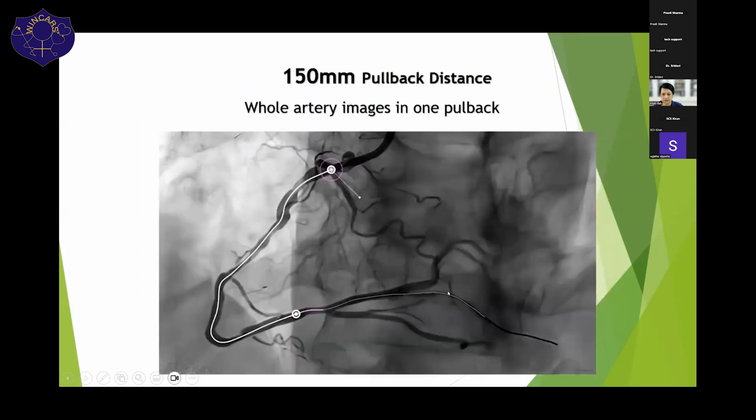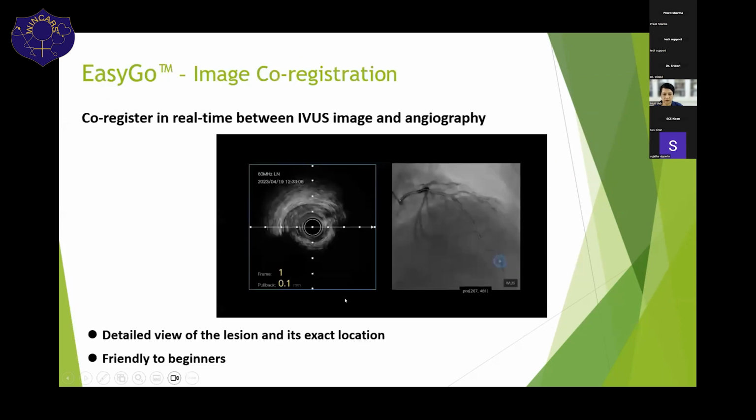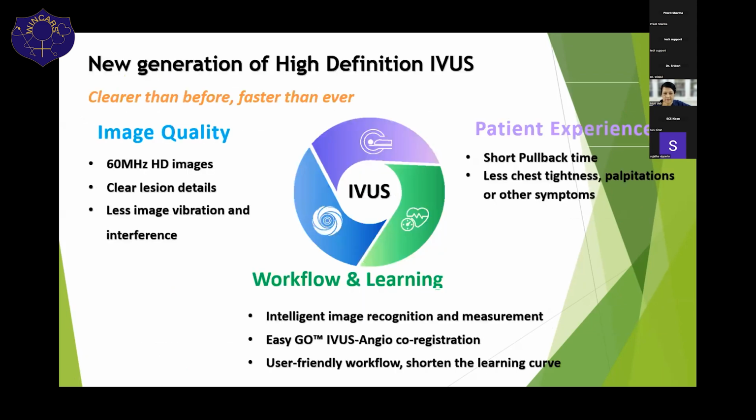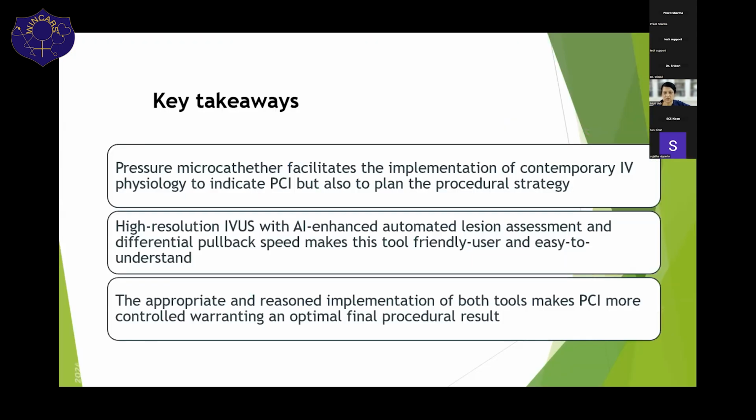And this is an example of that IVUS pullback with the automatically generated segment. It will give the complete resolution as well as co-registration in real time. And then of course, as we say, the contrast-free images will be much better, as Dr. Rupali had shown us. So this will be our workflow and learning for the future. These are all future generations which are now being studied at EuroPCR. They have shown all this.